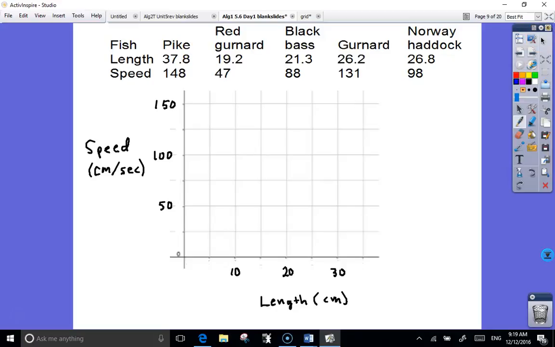Okay, so the first one, we're putting the length of the fish on the x-axis, and we're putting the speed of the fish on the y-axis. So let's see, the pike is 37.8, that's about right. These are every 5, so that's about right there. And it goes up to 148, which is about right there. Okay, the red gurnard, which I've never heard of, has a length of 19.2, that's almost 20. And its speed is 47, that's almost 50, so it's about right there. Right, the black bass, 21.3, a little bit to the right of that, and up to 88.